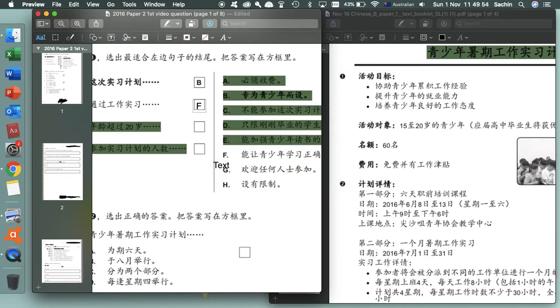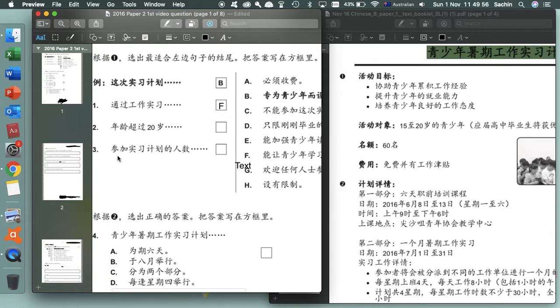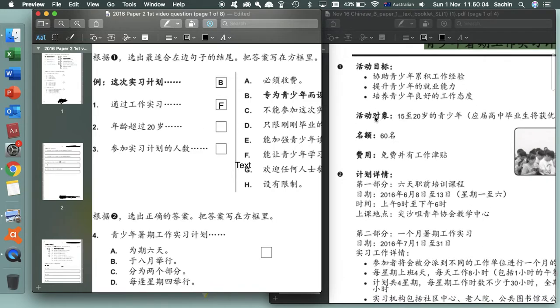So, moving on to the second question, we have 年龄超过20岁. So this one's talking about age. So we see if there's anything about age. Yes, we do.